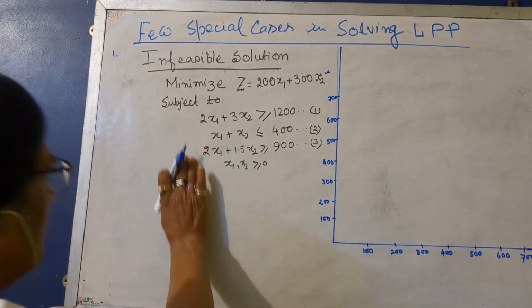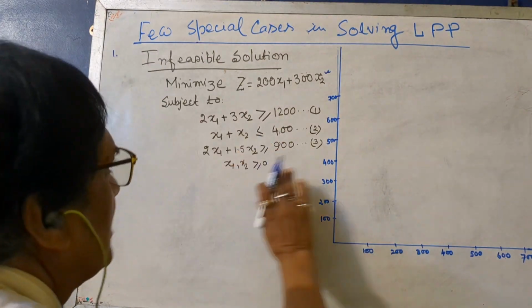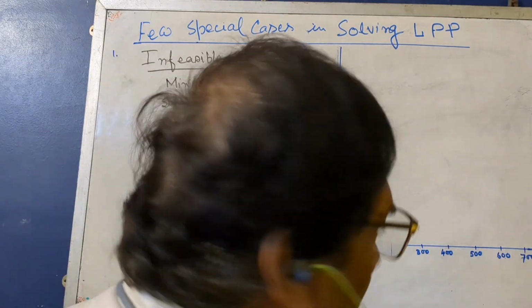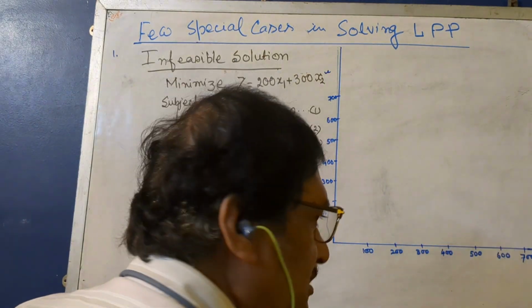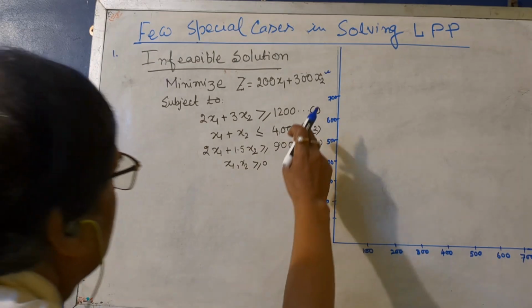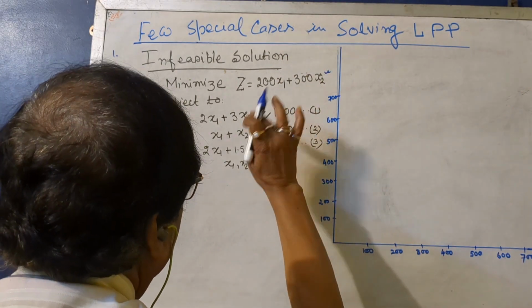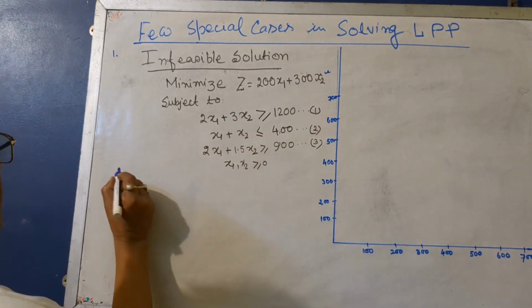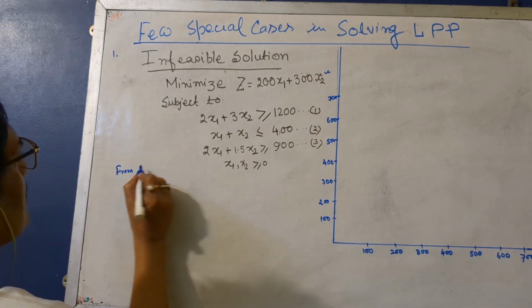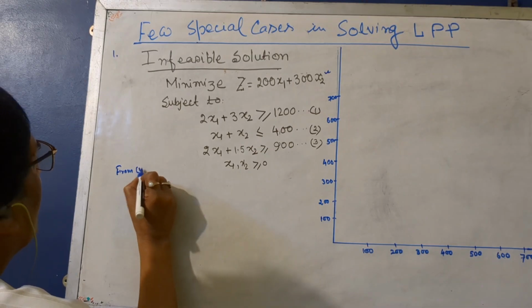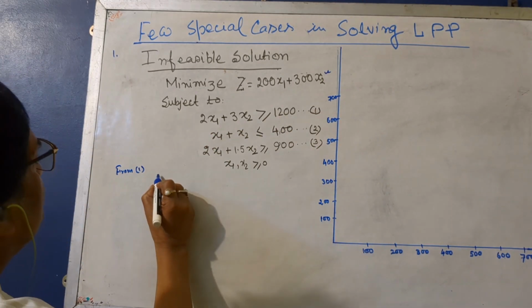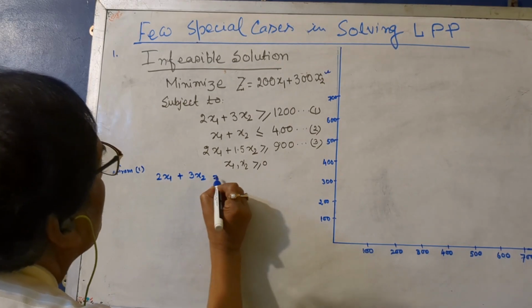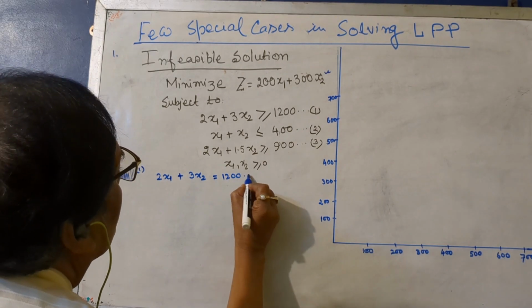We have to first plot the constraints to the graph paper. If you have no the standard graph paper, you can draw in this way roughly, and it will serve the purpose. First, take the equation 1. In this case, it is in equations, but to plot it first, you will equalize it. So from this constraint 1, we can write 2x1 plus 3x2 is equal to 1200. Okay, this is 1.